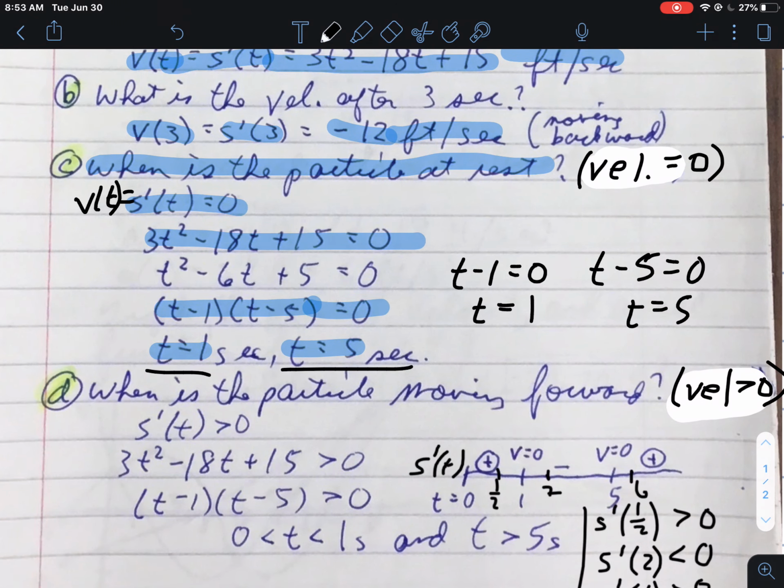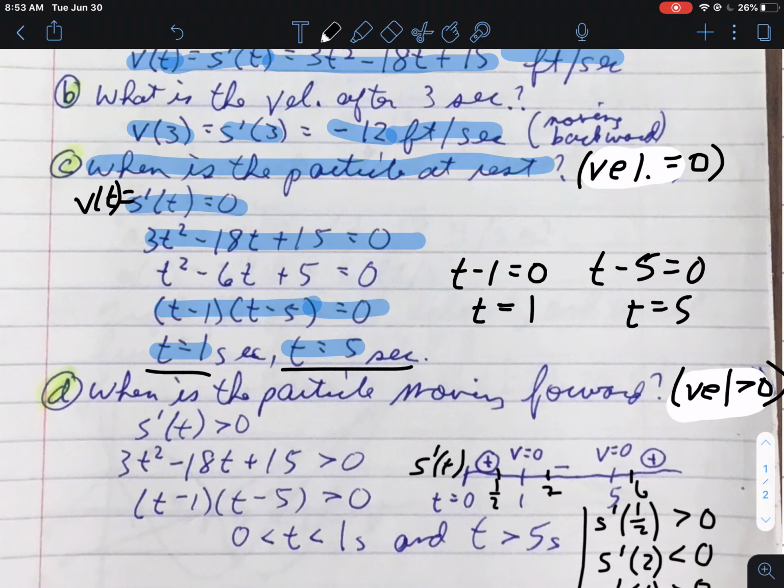Next question. When is the particle moving forward? Or I could just as easily ask you when it's moving backward. Well, again, from what we were just talking about in terms of the velocity and the sign of the velocity function, we just found where the particle was not moving, where it was at rest, at t equals 1 second and t equals 5 seconds. When would the particle be moving forward? Well, it's moving forward when its velocity is positive. And it's moving backward when its velocity is negative, right? That's what we said earlier. So we're assigning a sign component to our velocity function: positive velocity moving forward, negative velocity moving backward.